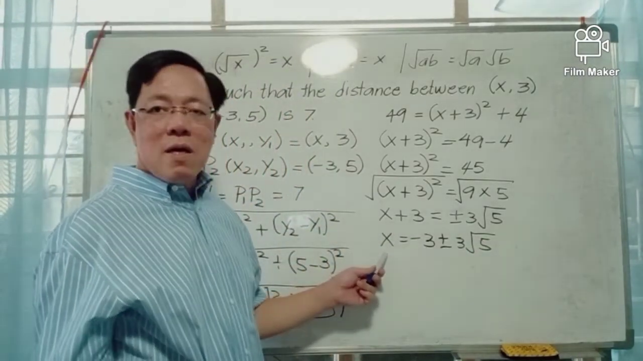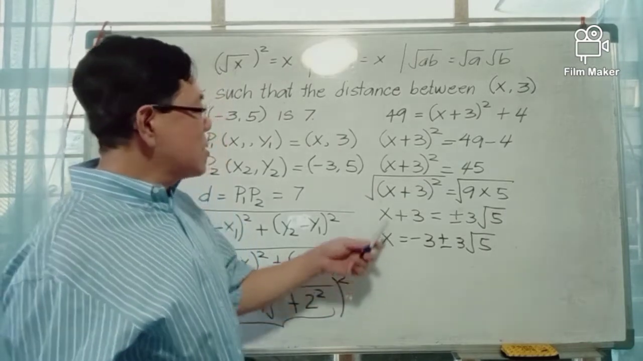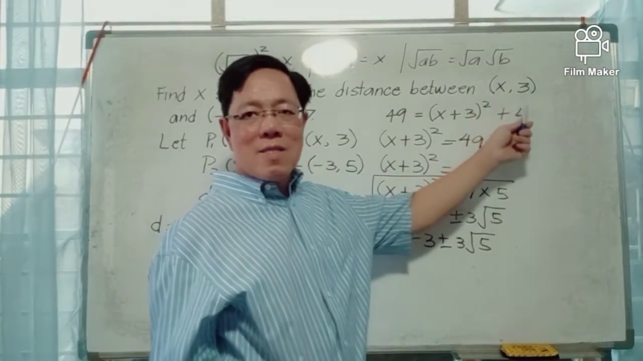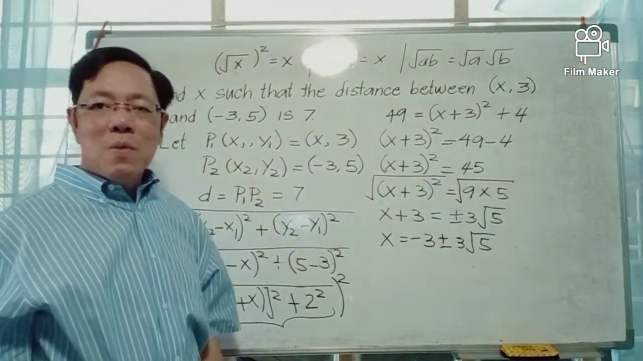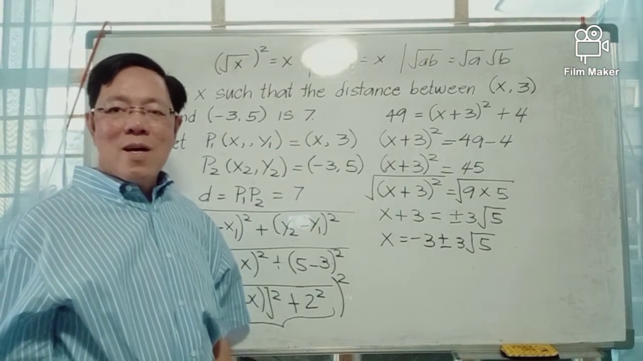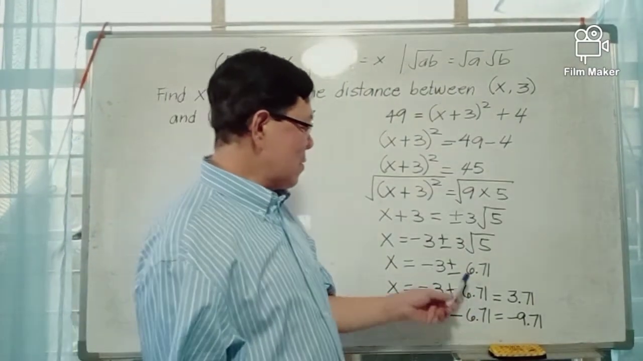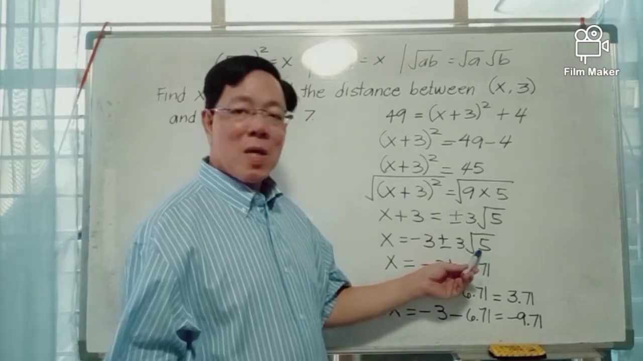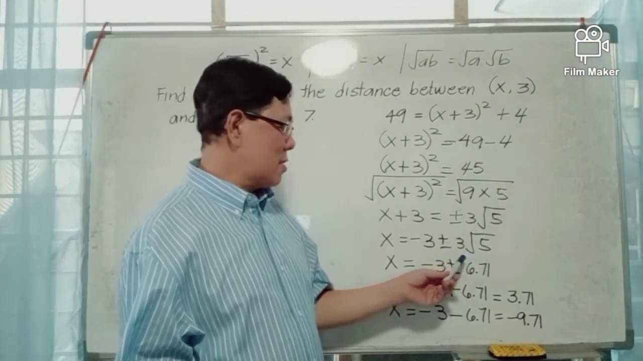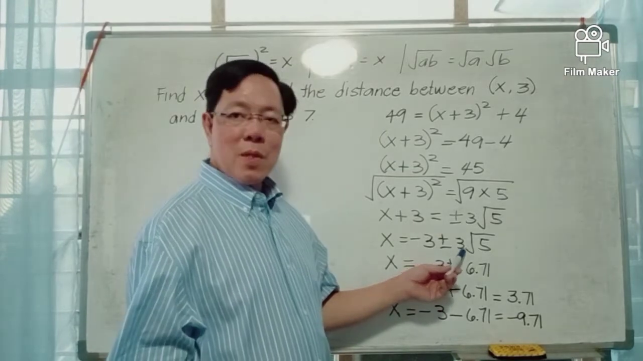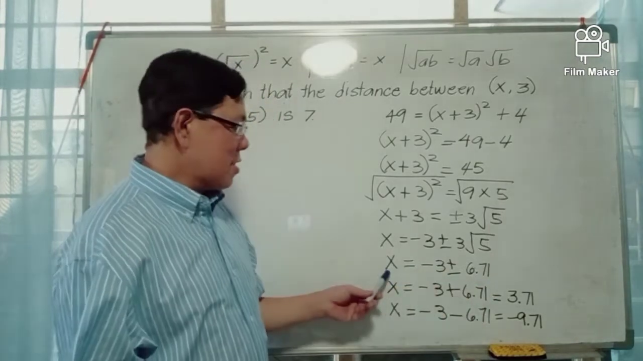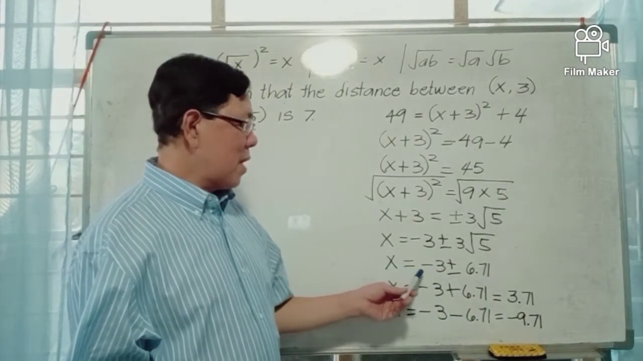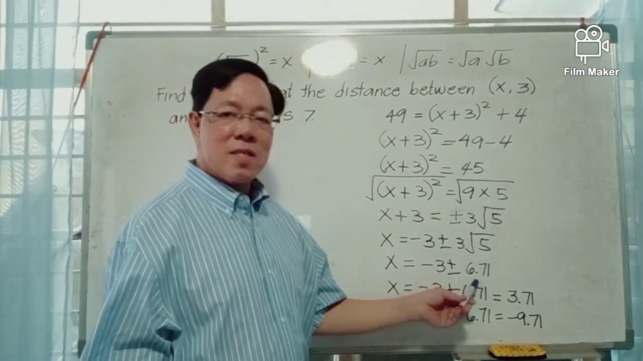So this implies that there are two values of x such that the distance between this point (x, 3) and the point (-3, 5) is 7. We extract the root of 5. You may use your own calculator to check this answer. 3 multiplied by the square root of 5 is 6.71. Hence, the values of x are given by -3 plus and minus 6.71.